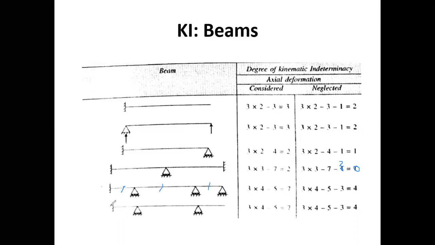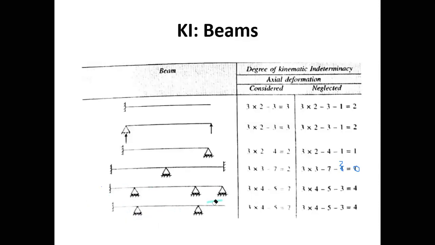Now in this case, this is a fixed beam, fixed end. This is a roller, again roller. Number of members here 1, 2, 3. Number of joints are 1, 2, 3, 4. Okay, 3 multiplied by 4 minus 5. 5 is the number of reactions, 3 over here and 1 over here, 1 over here. So 3j minus r is 7. And if neglected, there are 3 members, that is subtracted from this equation, and the value becomes 4. So this is how we calculate the kinematic indeterminacy of a beam.